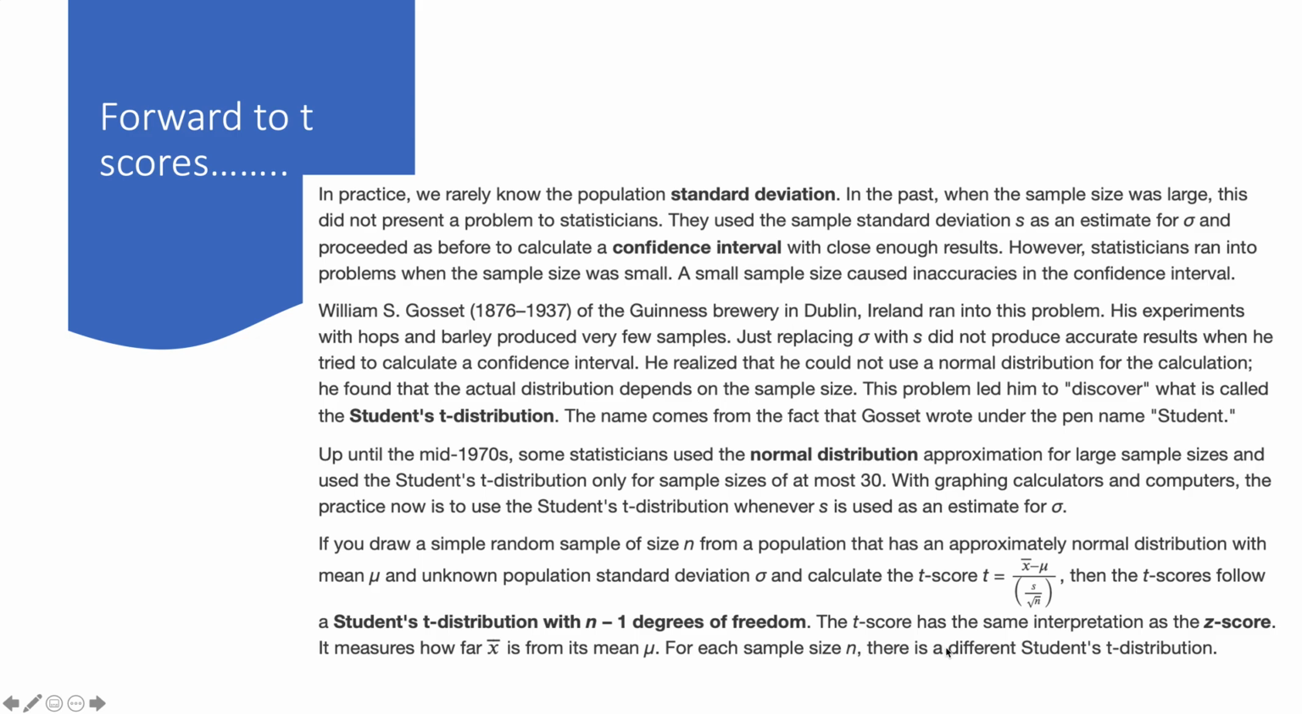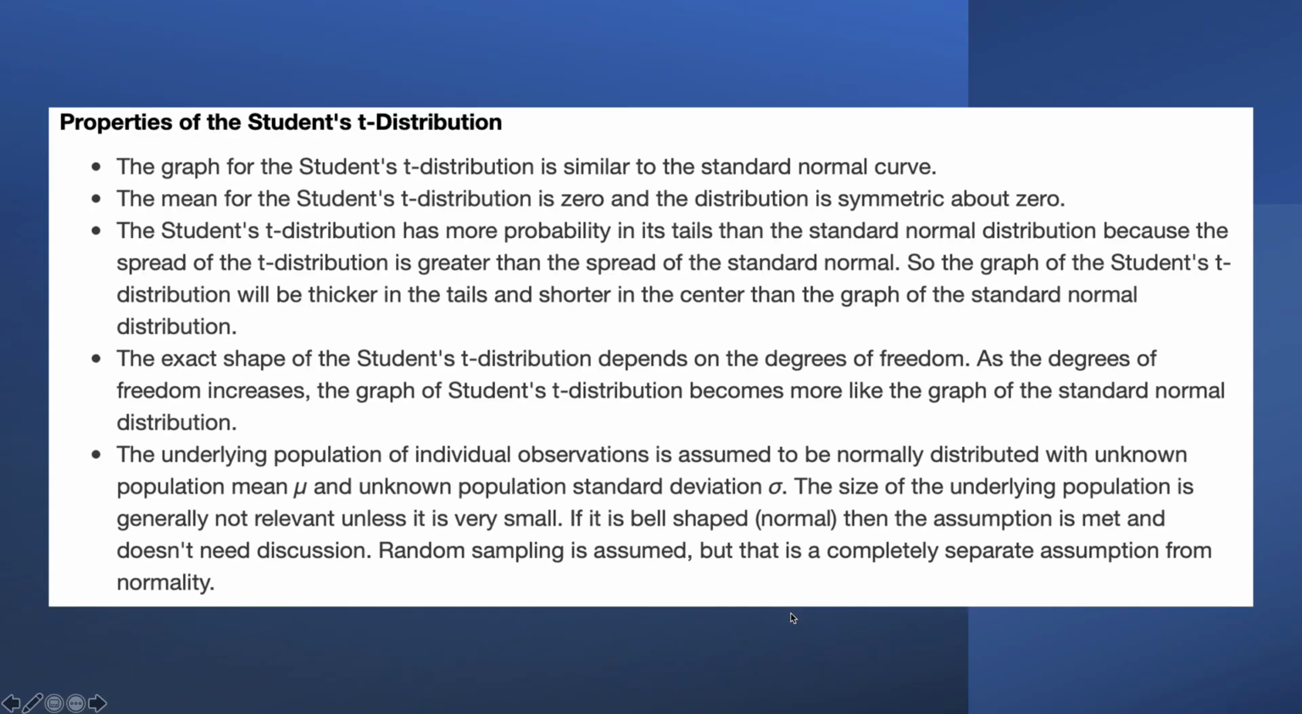A t-score has the same interpretation as a z-score. It measures how far x bar is from its mean mu. For each sample size n, there's a different t distribution, okay? So that's just a little bit of background. You're not going to be tested on that stuff.